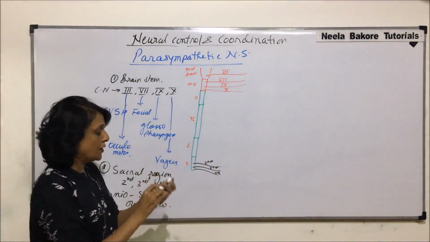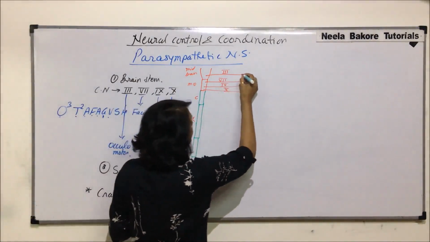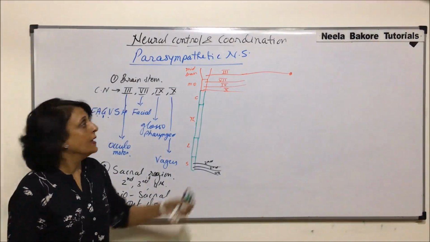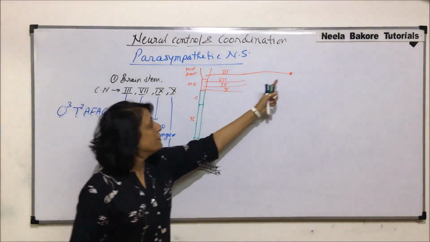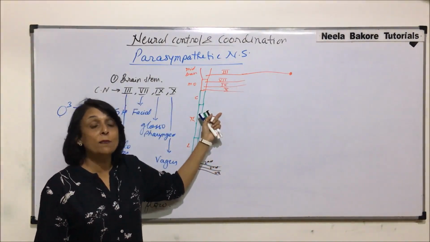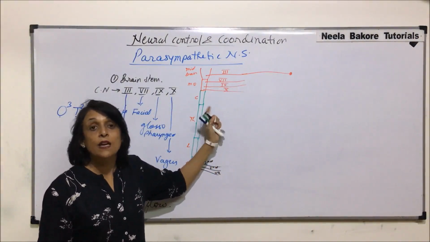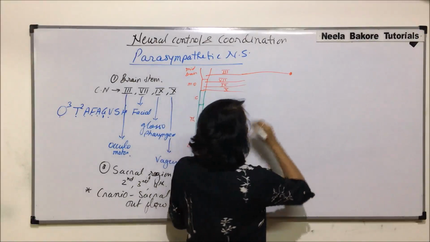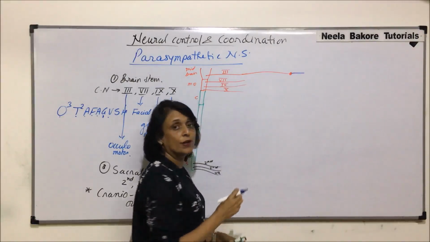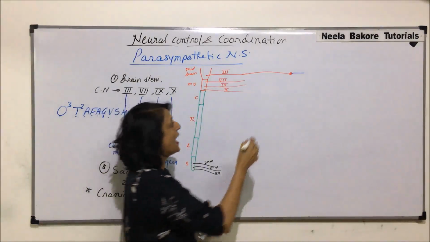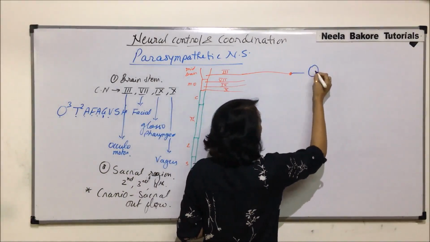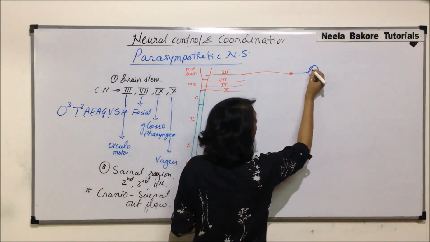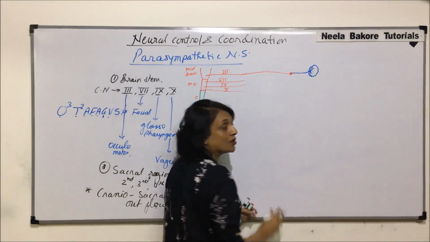And if you can see this one, this one is going here and there is a ganglion. So the nerve fiber before the ganglion, which we call the preganglionic nerve fiber, is longer. And from the ganglion arises a small nerve fiber. This is postganglionic. And this postganglionic is going to open into that organ. Here in the organ, it divides into branches.